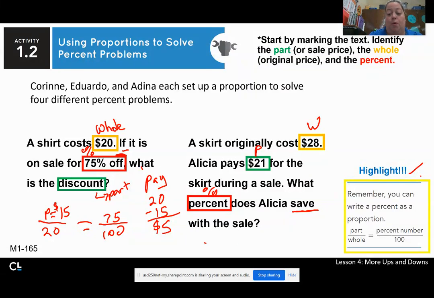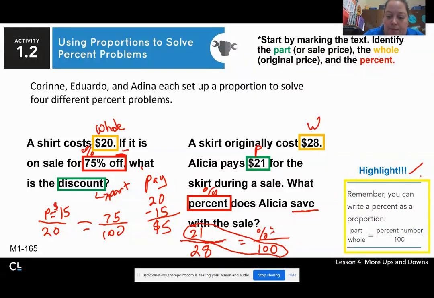So again, we're going to set up our proportion. We're going to go, of course, 100. We don't know our percent. We know our part. We know our whole. So again, I'm going to use my calculator. What two numbers am I multiplying this time? Nice, 21 times 100. And then what am I dividing that by? And again, it's the same thing. I can circle the two numbers that are diagonal, multiply them, then divide by 28.